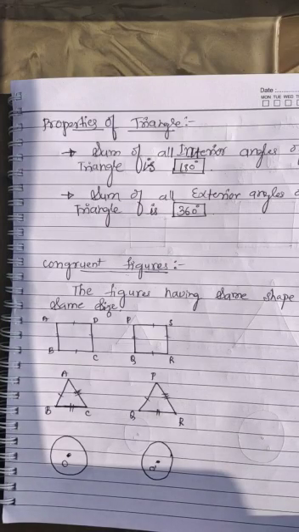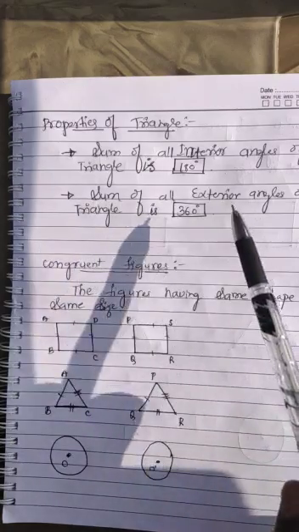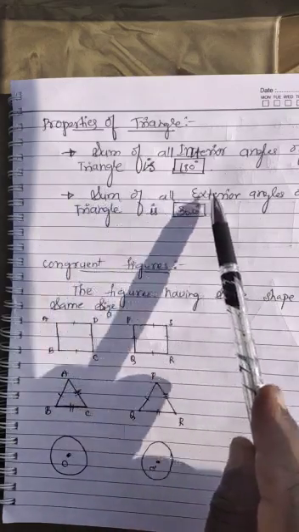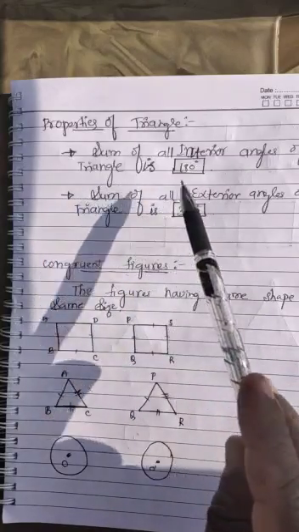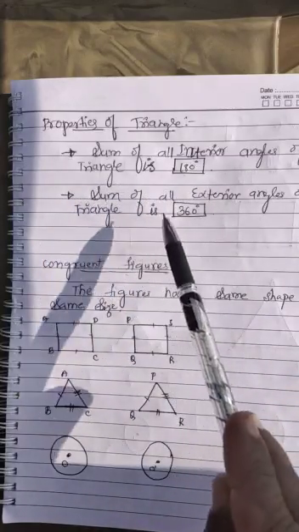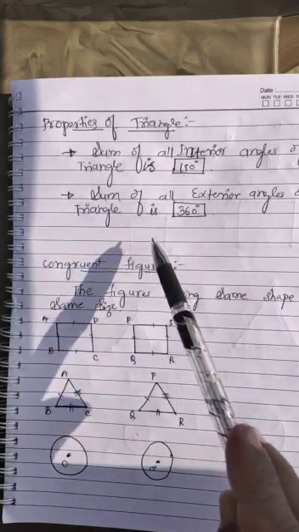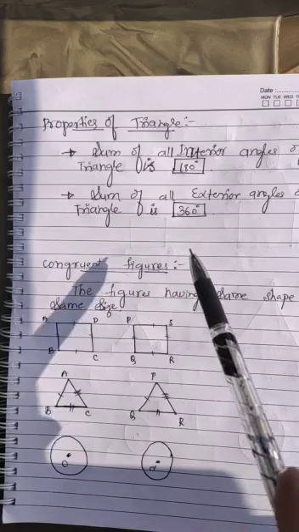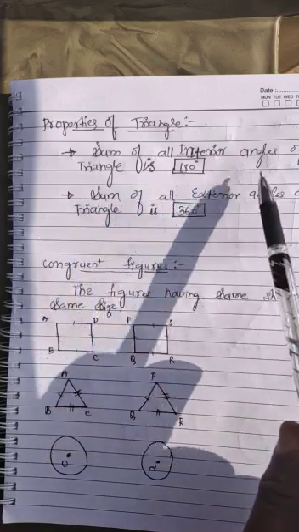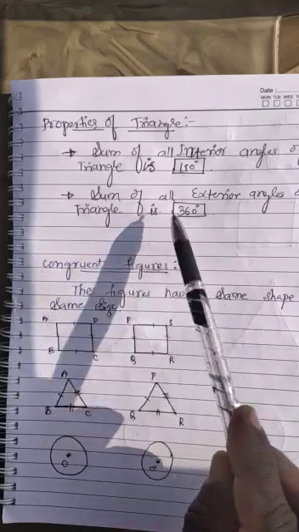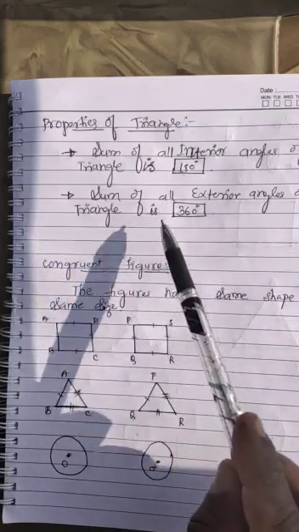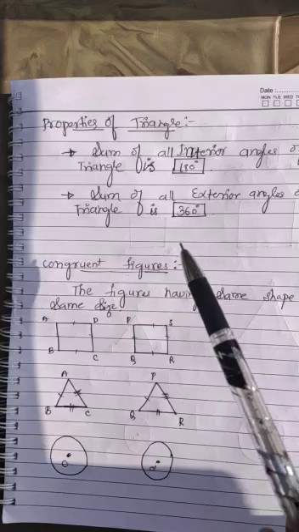And also we know the properties of a triangle, right? The sum of all interior angles of a triangle is 180 degrees, and the sum of all exterior angles of a triangle is 360 degrees, right?